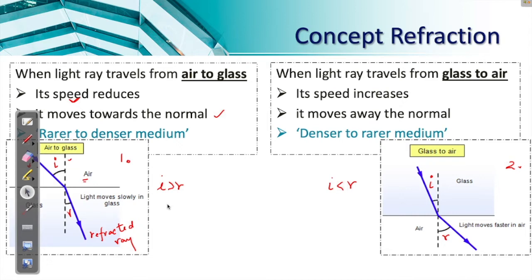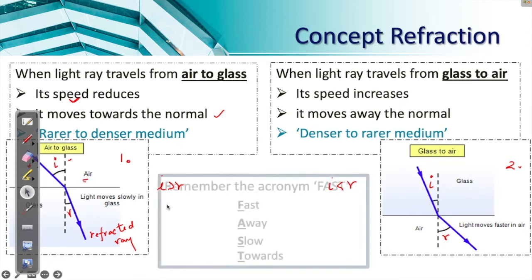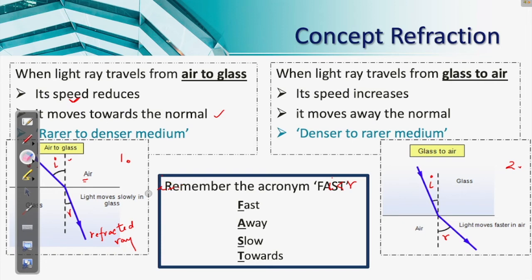And if you do forget, we have a short form for this as well. You can just make a note of it. Remember the acronym FAST. The light gets faster, it moves away. Fast away, slow towards. The light is getting fast, it is moving away from the normal. Slow, it is moving towards the normal.